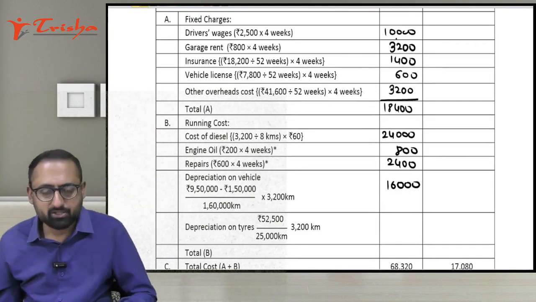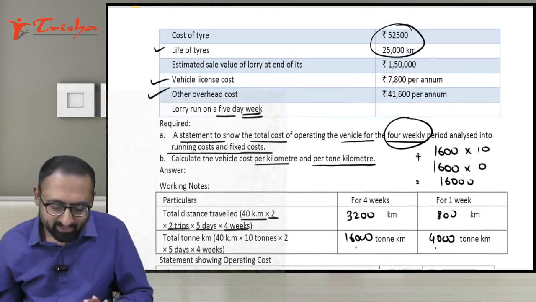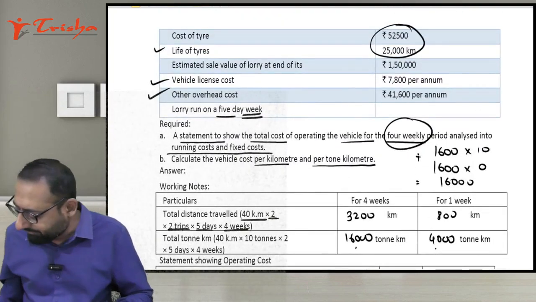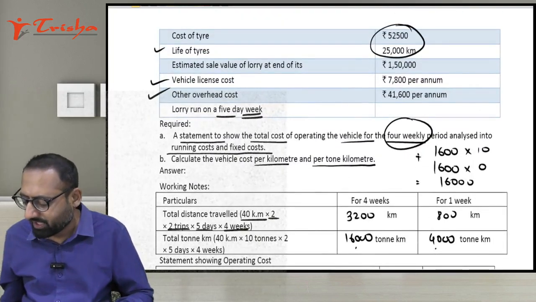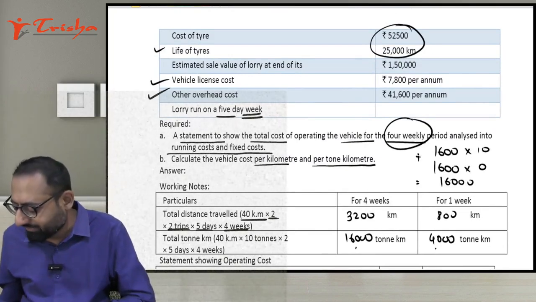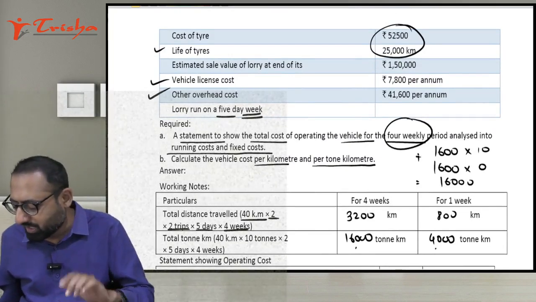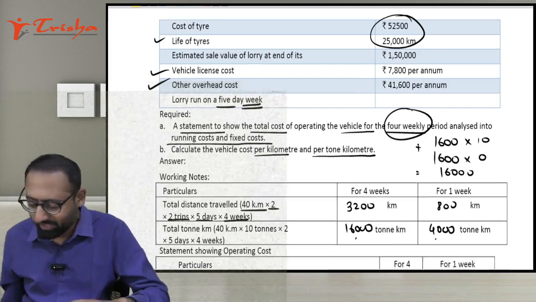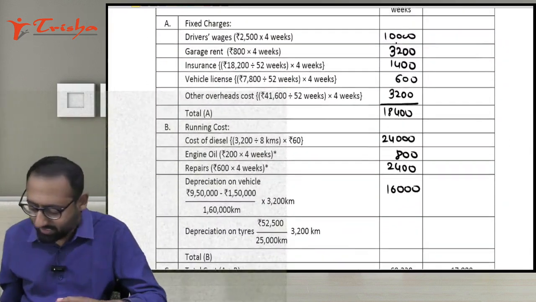Next, depreciation on tire. Let's work it out, guys. The tire cost is given as how much? 52,500 is your tire cost, divided by the life of the tire, which is given as 25,000, multiplied by, here for 4 weeks, 3,200 kilometers traveled by you. Okay, it's correct, right? 6720.